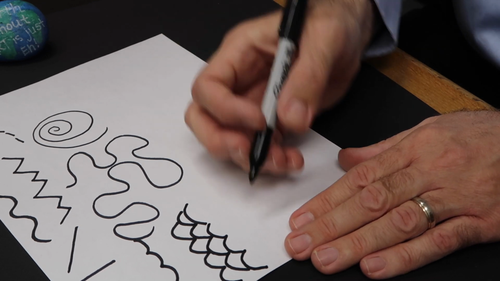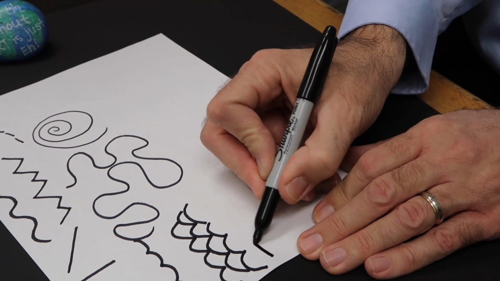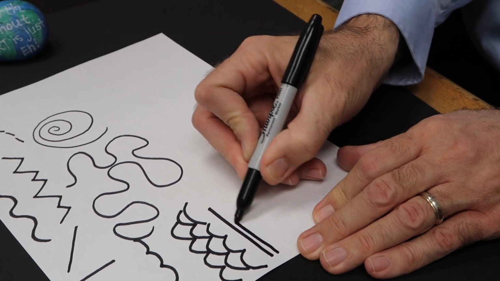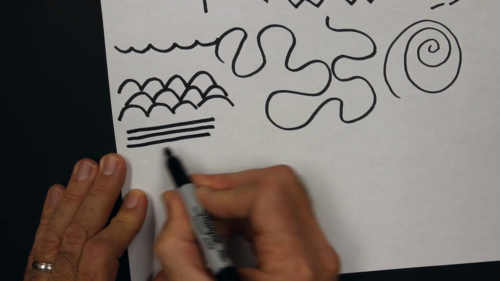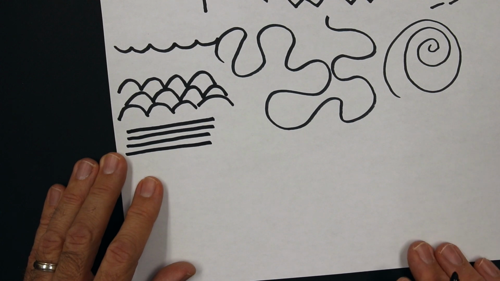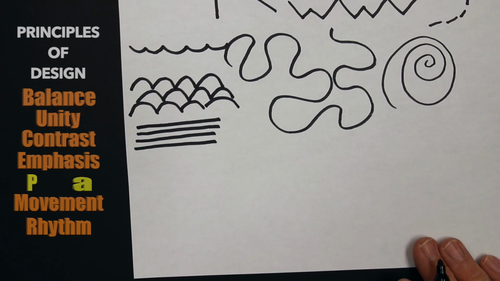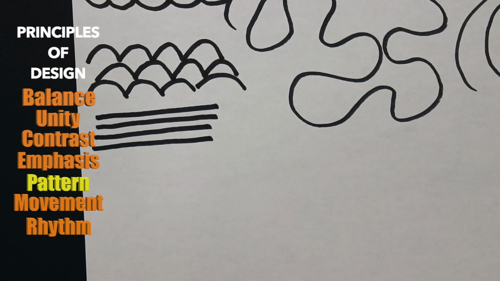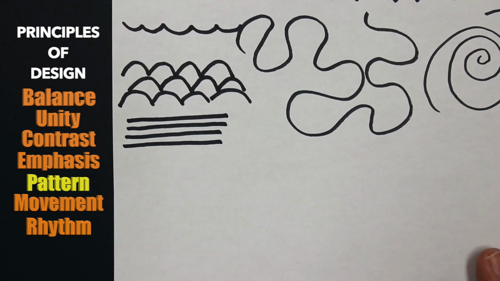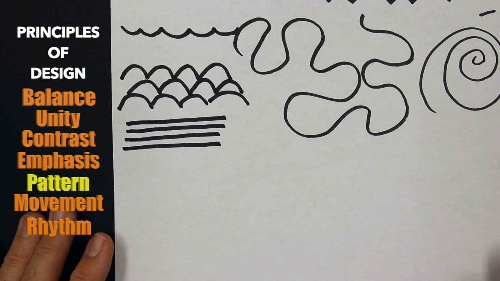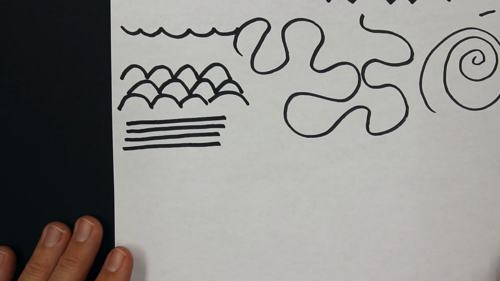What if we combine some lines here? If we repeat lines, then we make what's called a pattern. Repeating something over and over again creates a pattern. That's a very important part of art and something we'll be using and talking more about in later lessons.